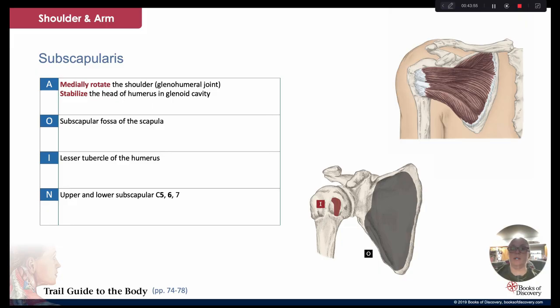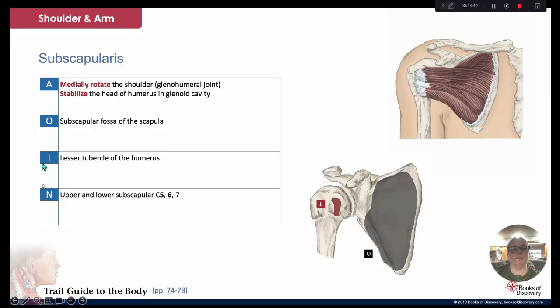All right, the fourth muscle of the rotator cuff is the subscapularis. So this is the muscle that is on the anterior side of the scapula if you were to remove everything and look straight on at somebody's scapula. This guy is responsible for medially rotating the shoulder and stabilizing that head of the humerus again. It originates in something called the subscapular fossa. Again, the rotator cuff muscles minus the teres minor are all going to have a fossa, and the names are similar, right?